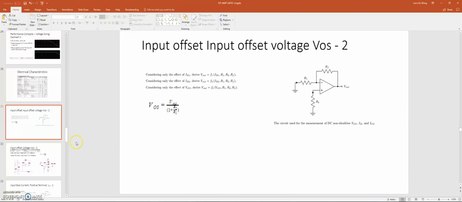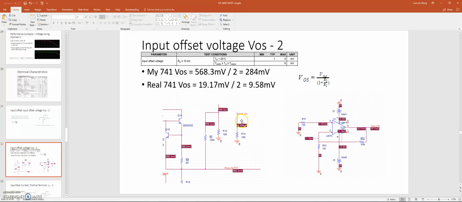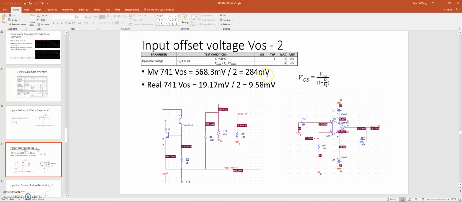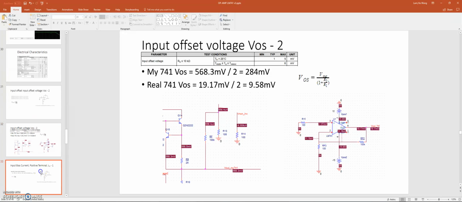Not going into too much detail since this has already been done from lab 1. So we're using this equation. We use this setup and then we get the value. The actual 741 has a value of 9.58 millivolt, which is still a little bit higher than maximum. And then ours is way higher than what the schematic said, since it is built of BJTs.